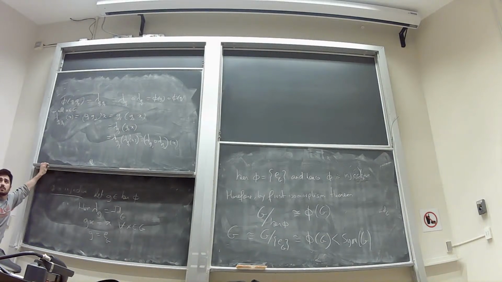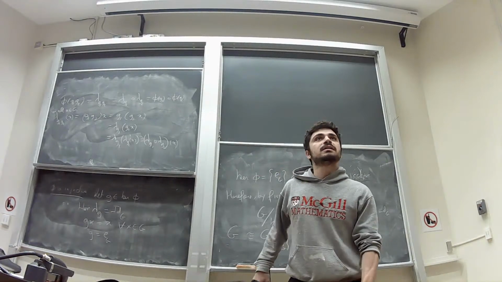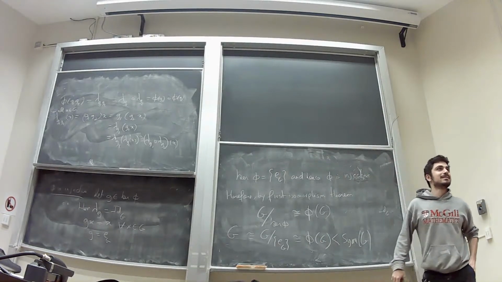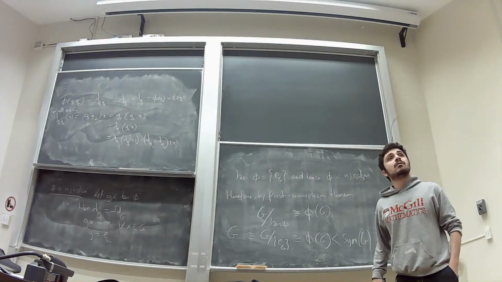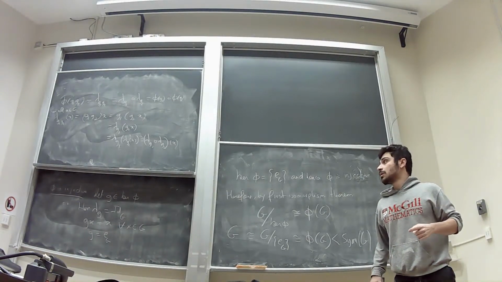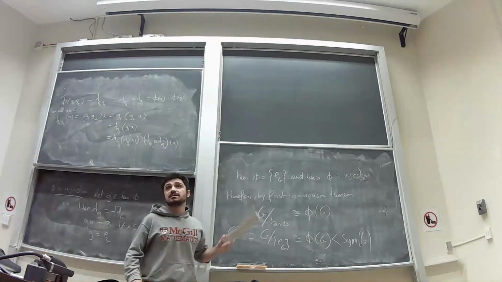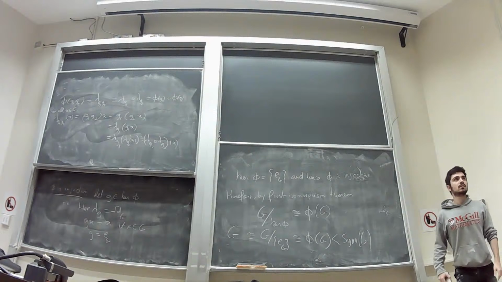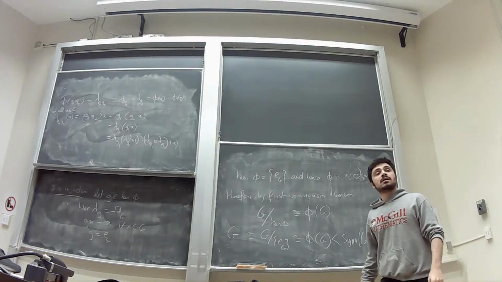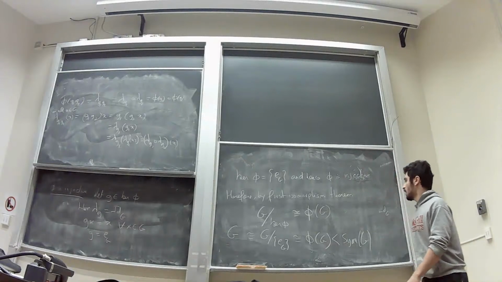Pretty good? It's a bit fast. No, I totally understand if you find it fast. Oh, I want to show that phi is injective. So I want to show that the kernel of phi is just the identity. So if g belongs to the kernel of phi, then g is the identity. Exactly.